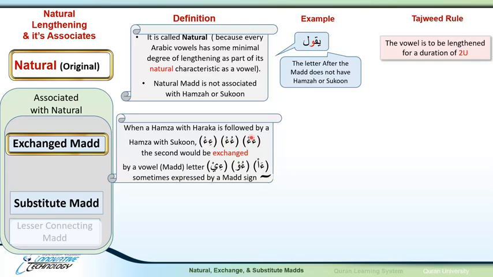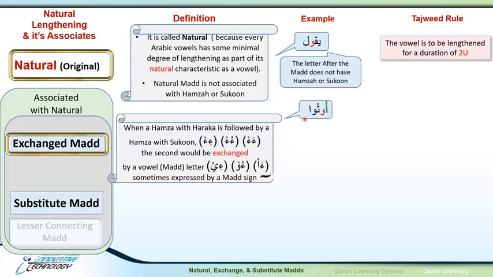We say, instead of a, we say aa. Instead of u, we say oo. Instead of i, we say ee. So basically, the vowel that follows the hamza with sukoon follows the nature of the haraka of that. So when we have a fatha, it's followed by an alif, aa. When we have a dhamma, it's followed by a waw, oo. When we have a kasra, it's followed by a yaa, ee. For that reason, we call it exchanged med, for exchanging the second hamza with a vowel. And it is associated with the natural med because it has the same Tajweed rule.